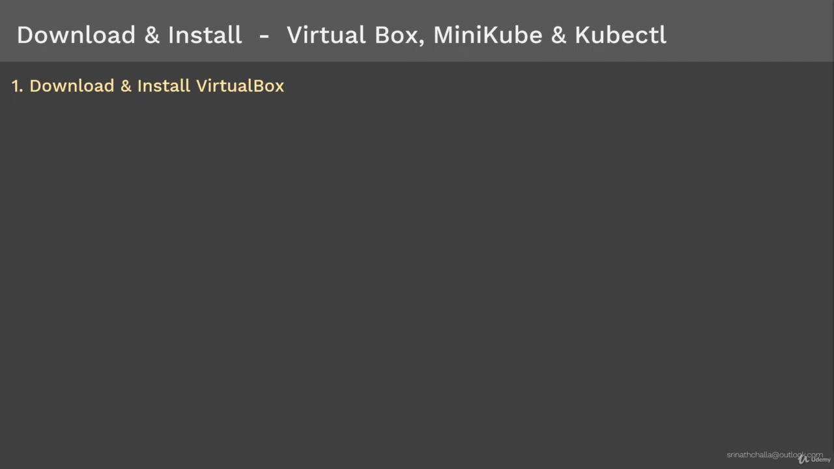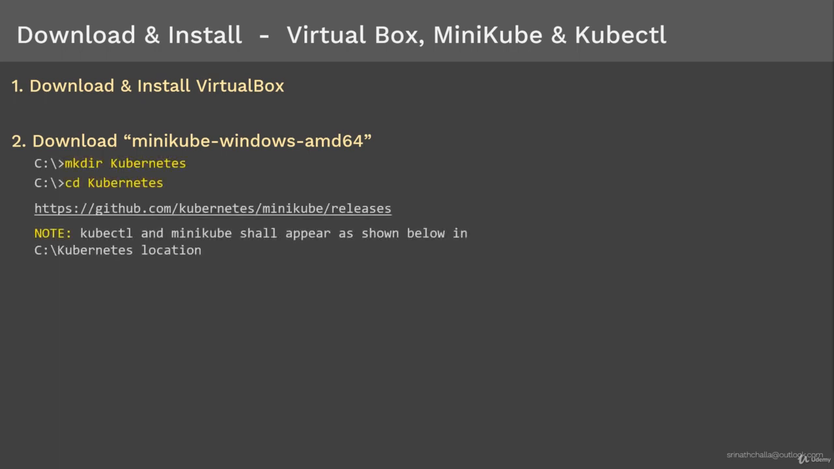Once we are done with VirtualBox, the next thing is Minikube. First, let's go ahead and create the directory for Kubernetes under the C drive. You can do that manually or from the command prompt like this. And now, you can go ahead and download the Minikube Windows AMD64 executable from the GitHub location mentioned here. Once the download is complete, you can place that executable file in the Kubernetes directory that we just created above.